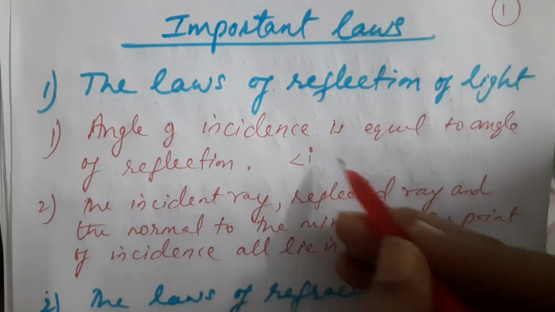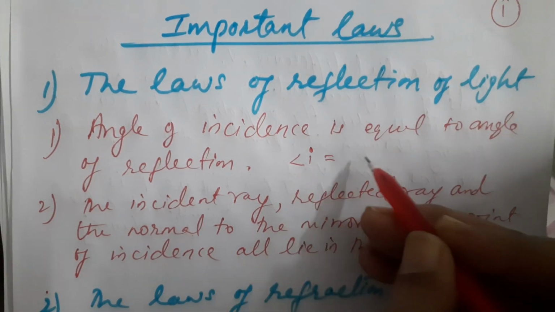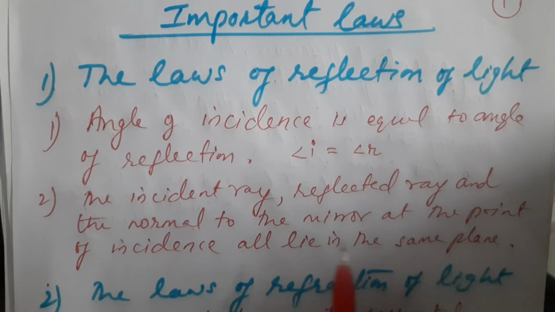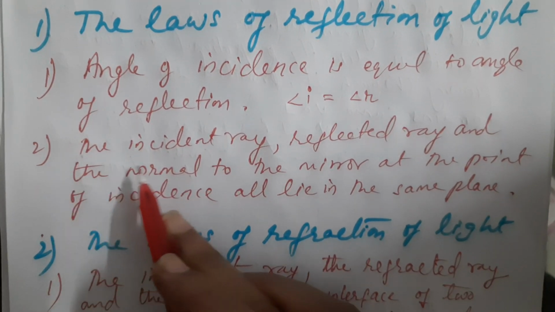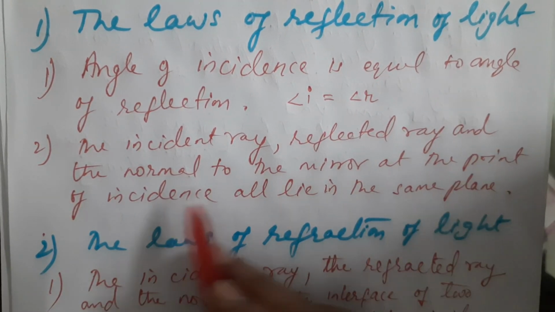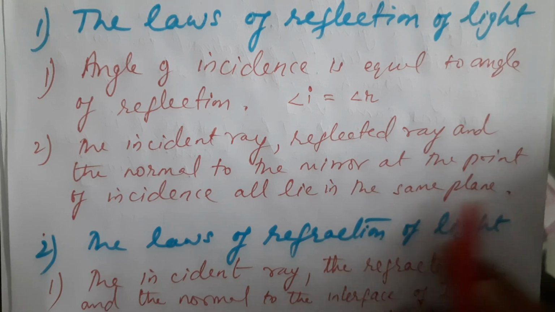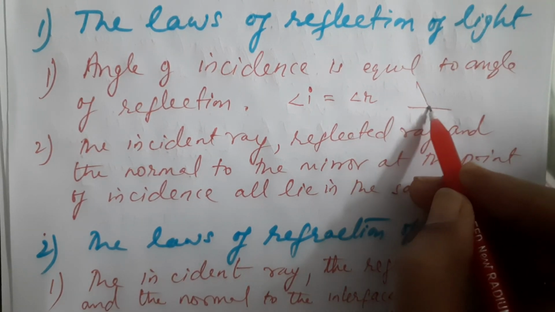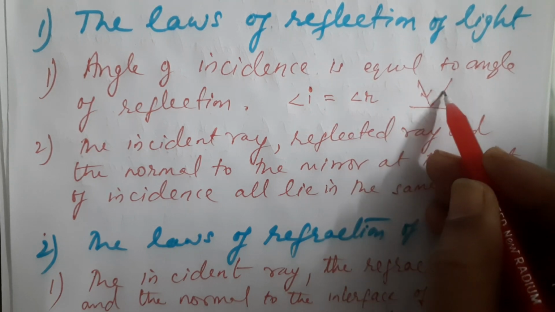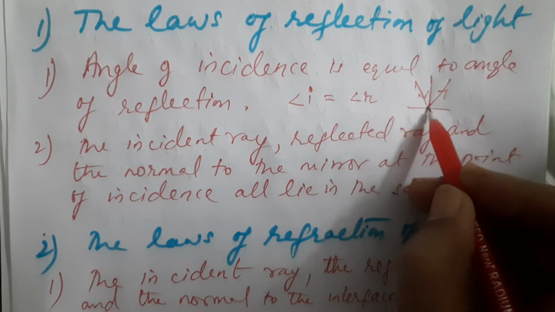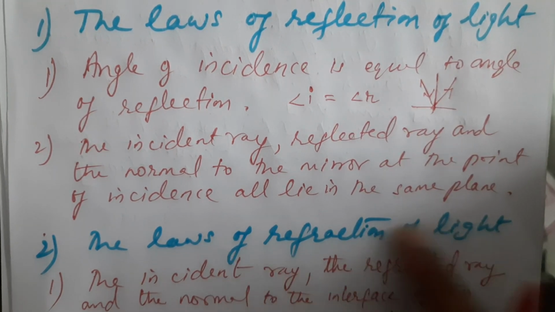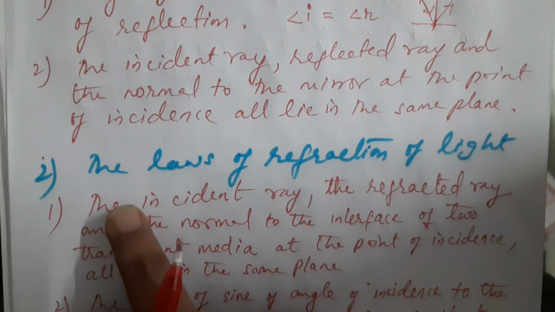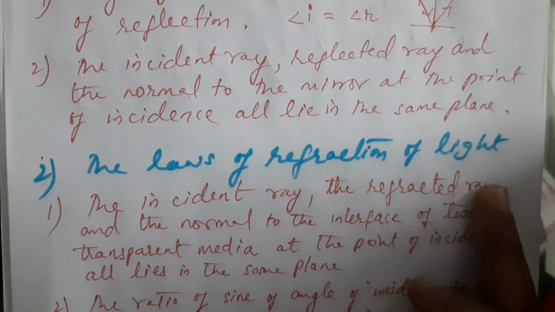That is, angle of incidence, which is represented by I, is equal to angle of reflection, which is represented by R. Now the second law states, the incident ray, reflected ray and the normal to the mirror at the point of incidence all lie on the same plane. So the second law. Now the next important law of this chapter, the law of refraction of light.